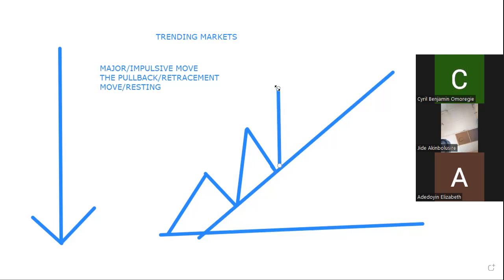Now, number 3. To trade a trending market, you will need to identify the beginning of an impulsive move.